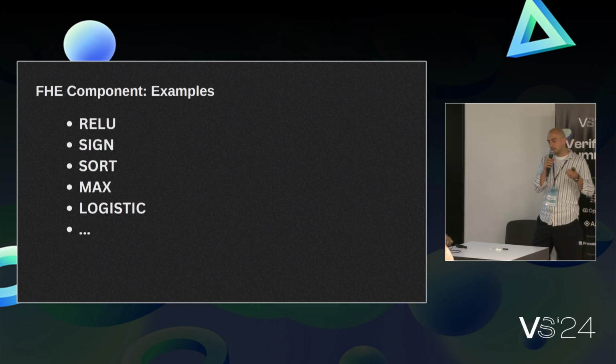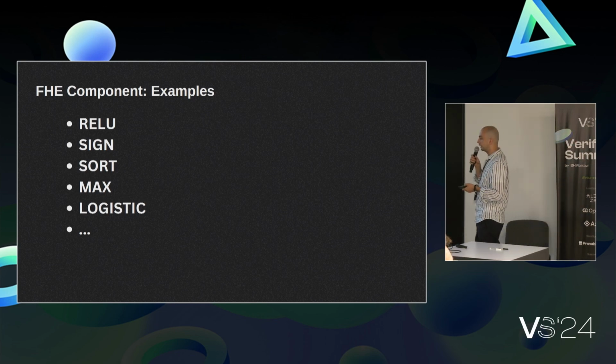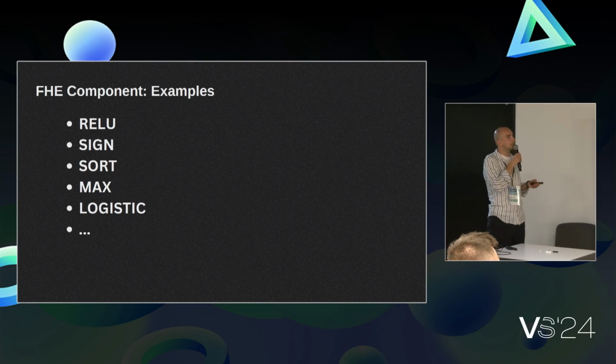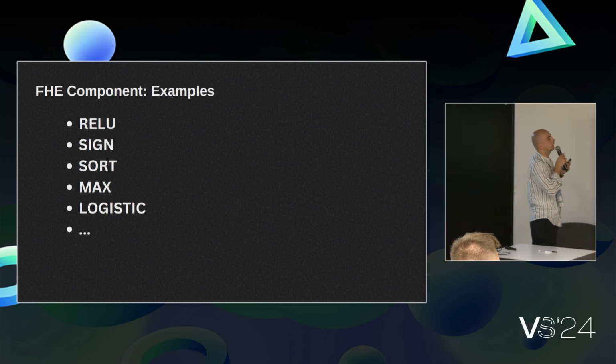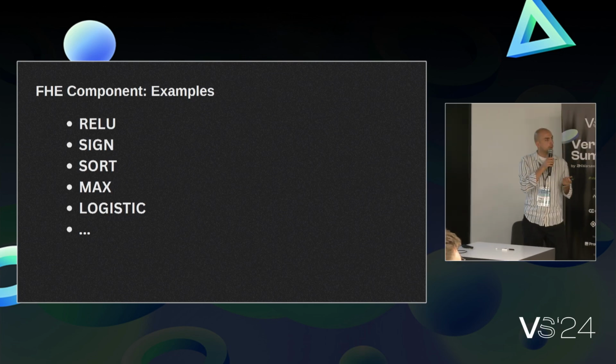This is just an example of components that can be helpful for you at this stage. If you have components that can evaluate ReLU, Signum, or the logistic regression function, they can be useful for you to build your neural network. And this is the first problem we are focusing on.